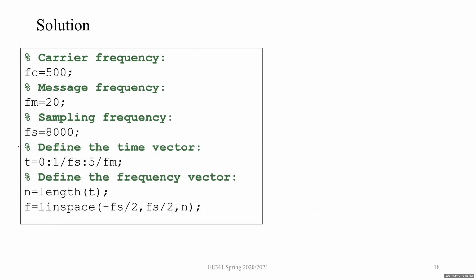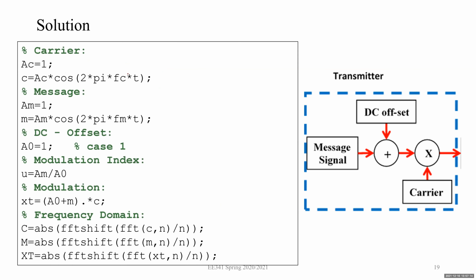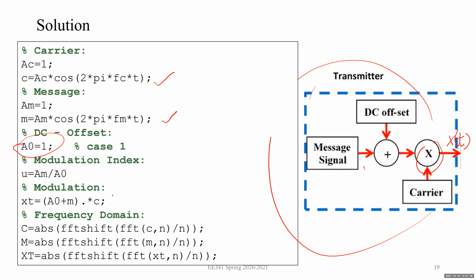Okay, then defining the carrier frequency, the message frequency, the sampling frequency, the time. The number of cycles is given in the question, then N is equal to the length of t, this is for the frequency domain, and this is also for frequency domain plotting. Then first you will define the carrier signal, then the message signal, then you will add a DC offset here according to this plot diagram. Then you will get the modulation: you multiply A naught plus the message with the carrier. Here this is x(t), which is the modulated signal.